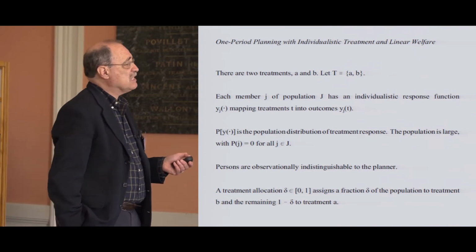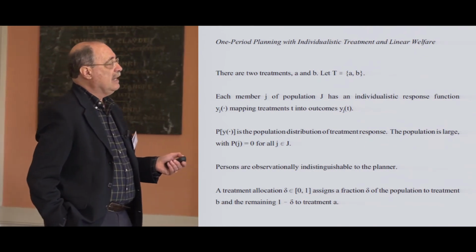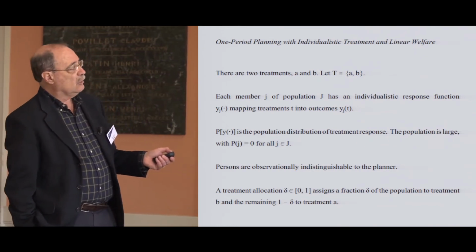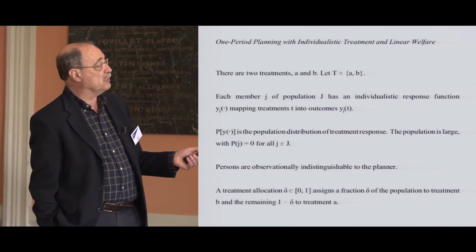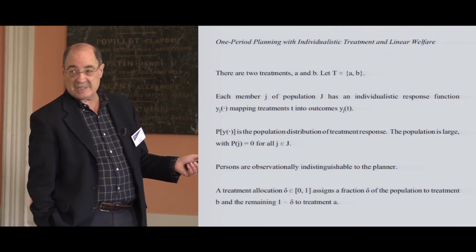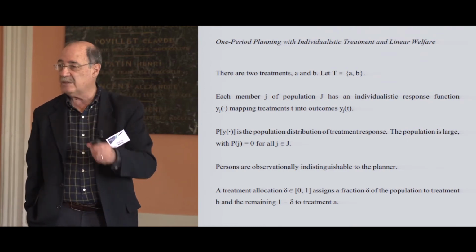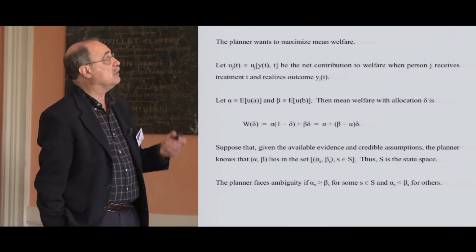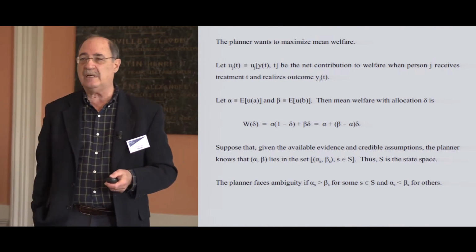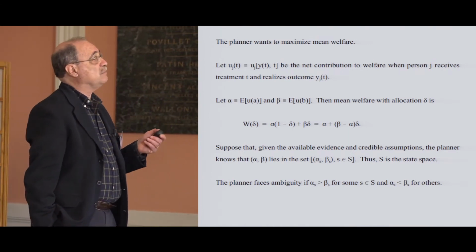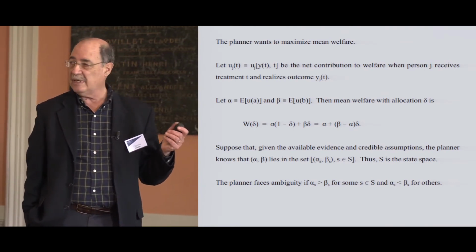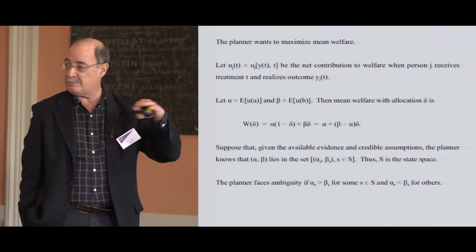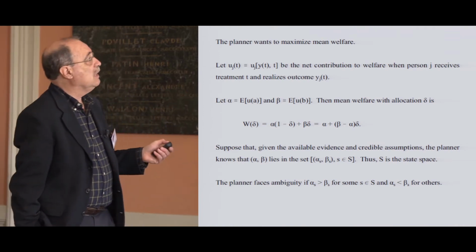Okay. So what's the decision now for the social planner is to pick a value of delta, which is in the 0-1 interval, is to assign a fraction delta of the population to treatment B and the remaining 1 minus delta to treatment A. Okay? That's the very practical decision problem. Now, let's assume that the planner wants to maximize mean welfare. So this is a utilitarian social welfare function. Okay? And this is the generalization of the XPOX case with the survival rate.